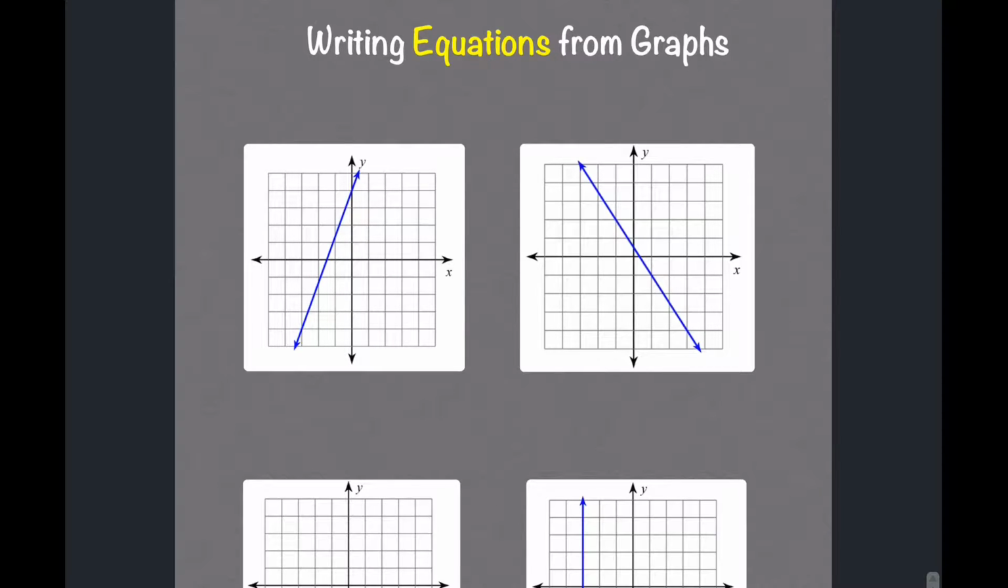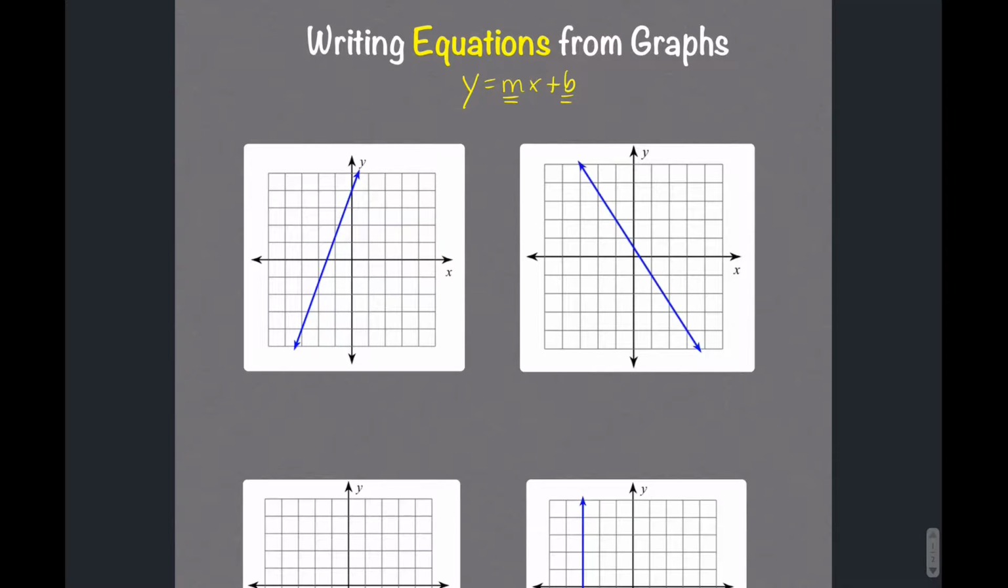The key part to this is remembering that typically when we're writing equations from graphs in 8th grade, we're going to be writing the equations in slope-intercept form. And again, that is written as y equals mx plus b, where m is our slope and b is our y-intercept. And if you'll keep that in mind as we go through these four graphs, I think it'll make it a lot easier on you to understand why it looks like the way it does.